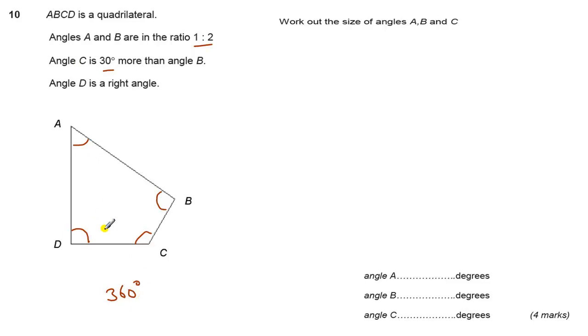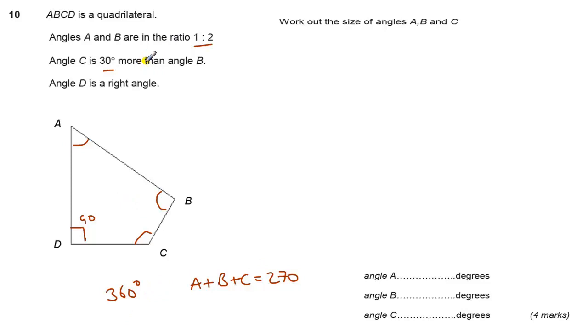We are also told that D is a right angle. D is a right angle, so we know that is 90. So we know A plus B plus C is going to be 270, because D is 90 degrees, and 90 plus 270 is 360.